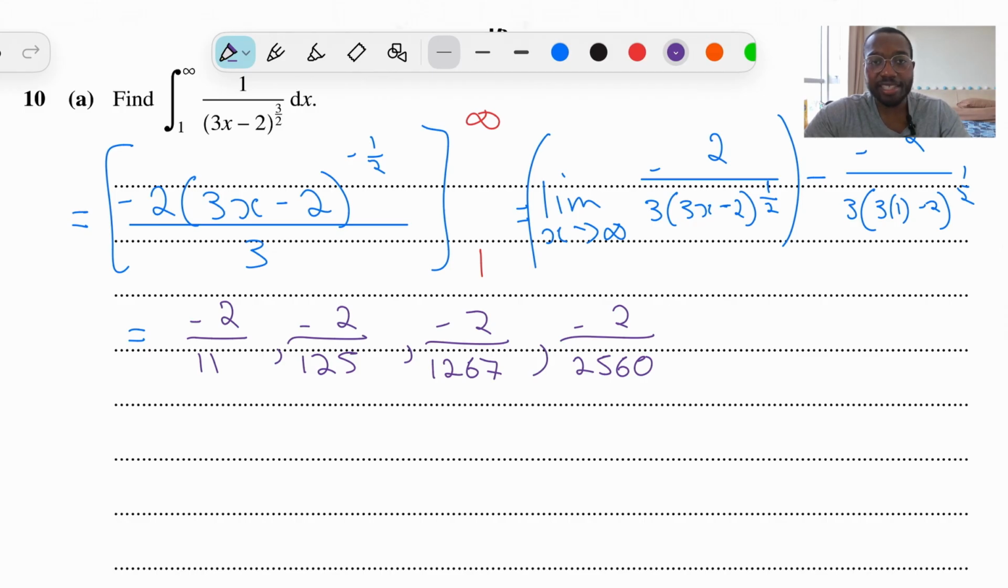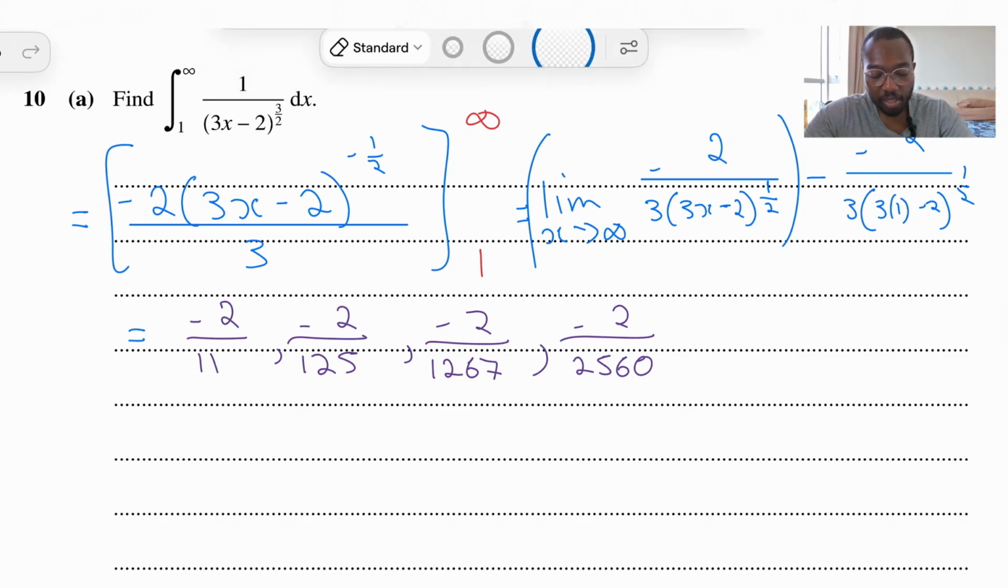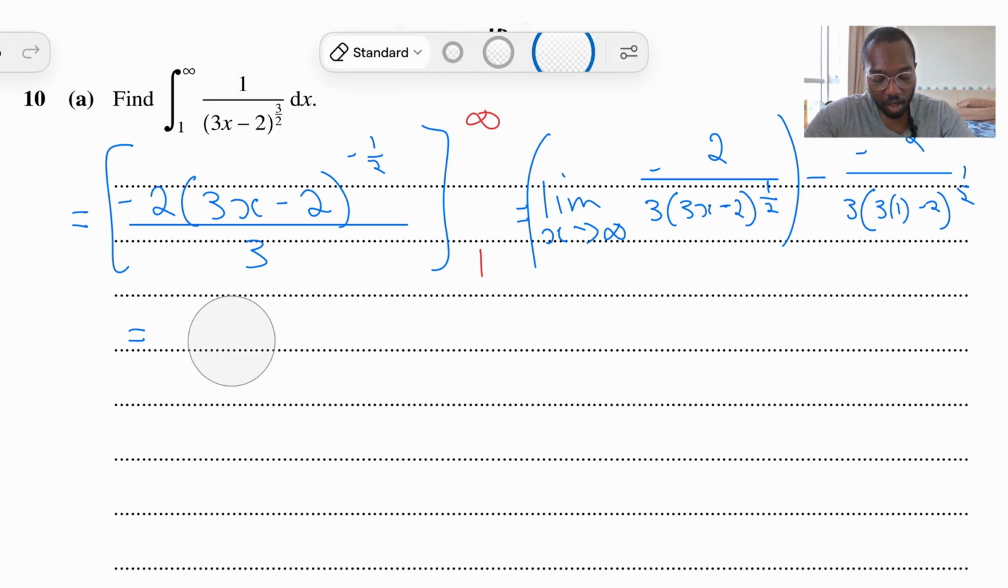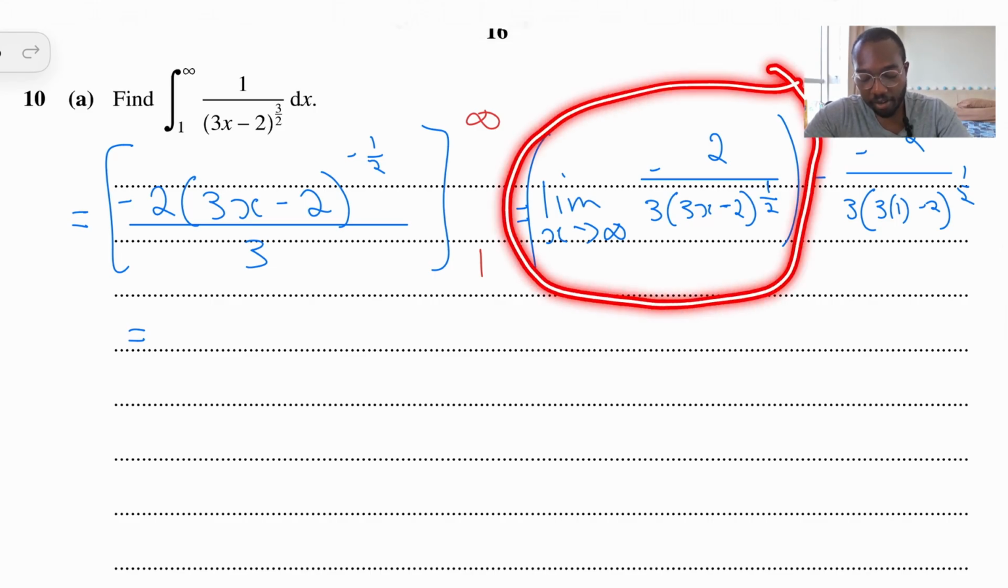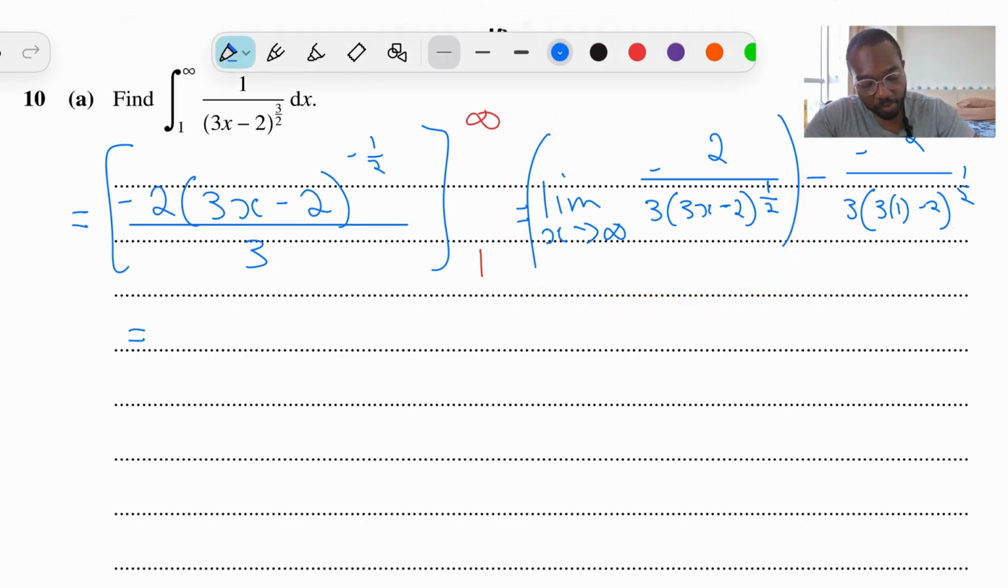The point I'm trying to make is, as x gets bigger and bigger, our denominator is going to get bigger and bigger, and the whole value of that is going to get smaller, right? Because it's a fraction. It's going to be minus 2 over that, which means that as x goes to infinity, it's going to tend towards 0. Therefore, all of this is just tending towards 0, okay? So therefore, that would just be 0.